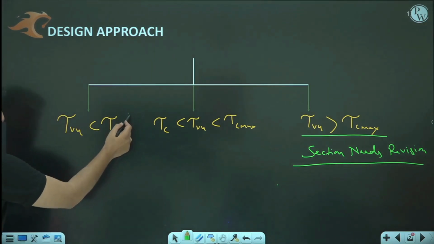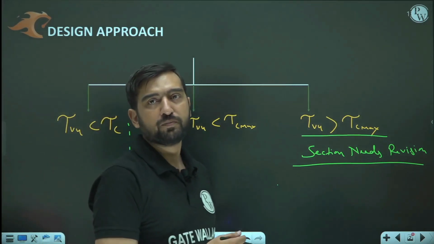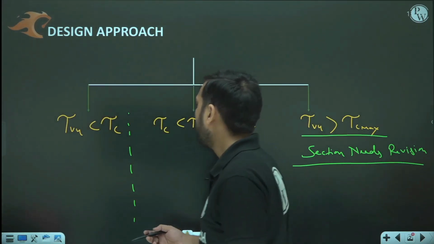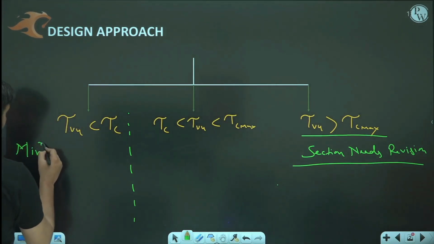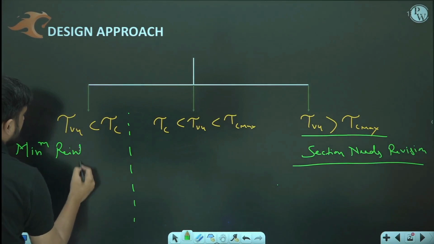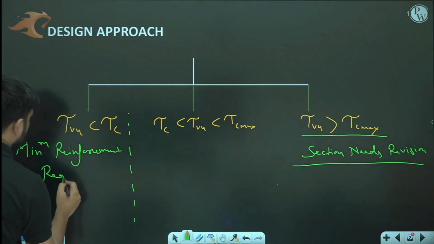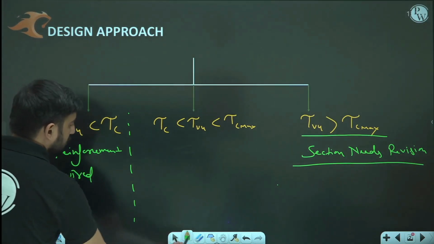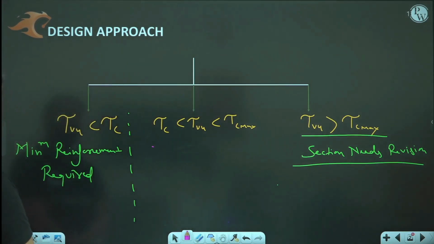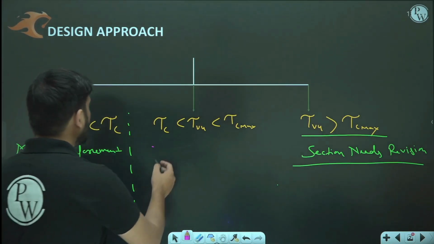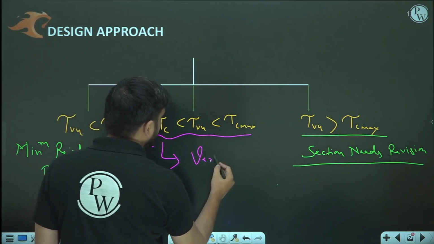In this case, design is not that much required, but still we can proceed with minimum amount of steel. So minimum reinforcement required. Okay, but yes, friends, in this particular case, when tau vu is going to lie between tau c and tau c max, this design can be done in three ways. One is vertical stirrups.